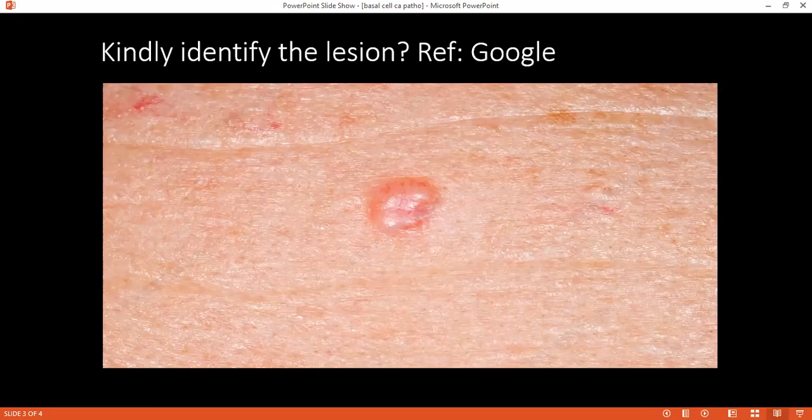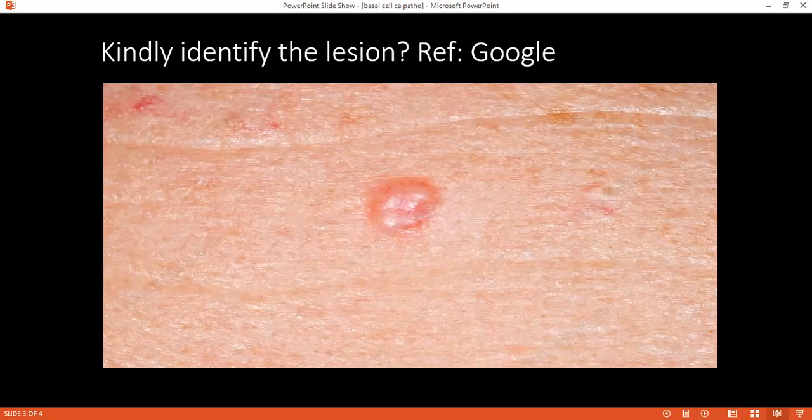How big is the lesion? Because when we describe a lesion, we always have to tell its size. It's 8 millimeters in size. Can you tell me why the surrounding skin is red? It's because of telangiectasia. Okay, right.